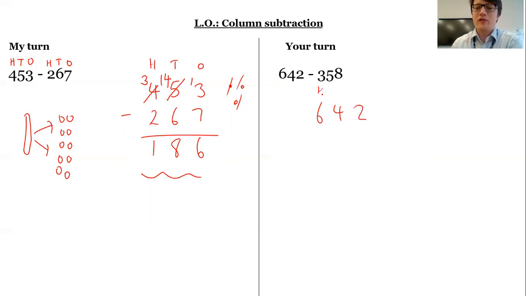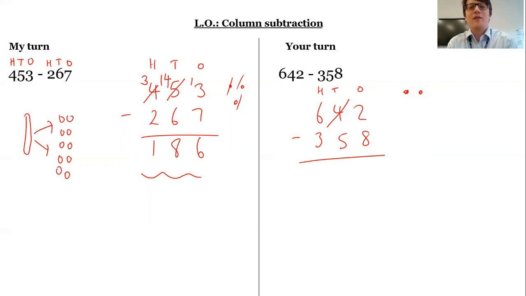So you're going to have a go at this one. I'm going to start you off just by lining up the columns and just by pointing out that I'm going to need some more ones here. I can't do 2 subtract 8. I've only got 2 ones at the moment. I can't subtract 8, so I need to get some more ones from somewhere. So I'm going to start you off by doing that, but you now pause the video, finish off this calculation, come back once you're done.